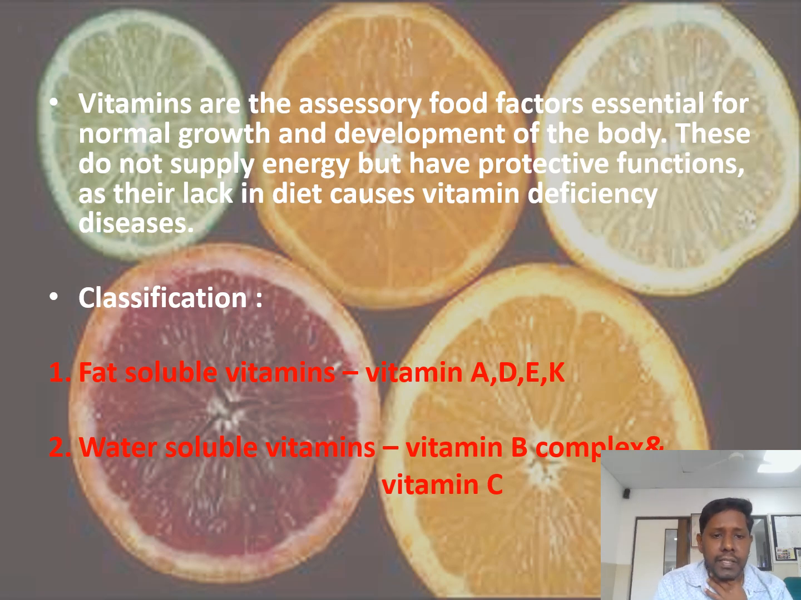And the major classification of vitamins is fat soluble and water soluble. Vitamin A, D, E, K come under fat soluble vitamins, whereas vitamin B complex and vitamin C go with the water soluble vitamins. Why B complex? Because there are a lot of B vitamins, like B1, B2, B3, B6, B12 majorly.